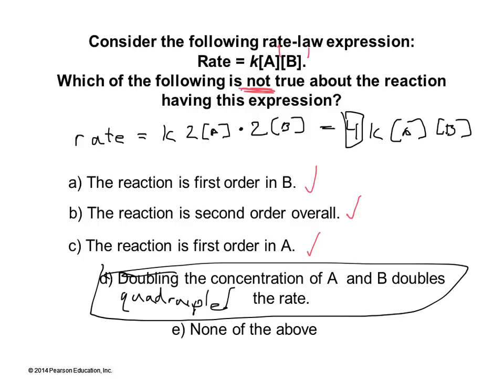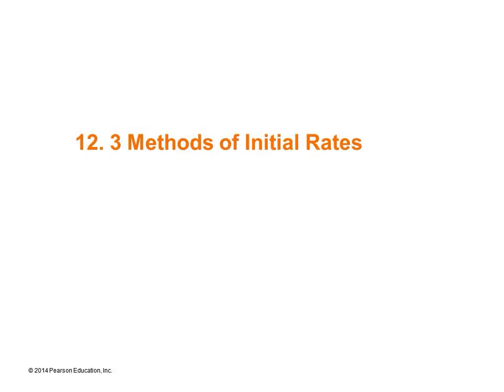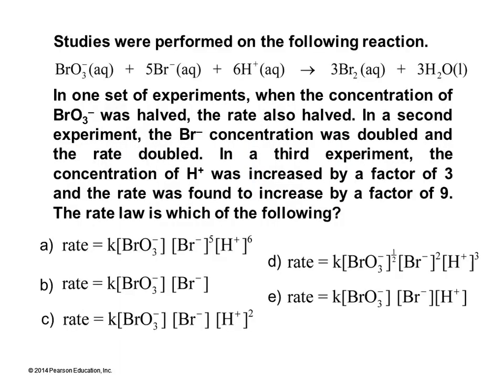The method of initial rates is how we determine the rate law in the laboratory. Let's take a look, or one of the ways. To show you how easy it is to determine rate in the laboratory, let's take a look at this scenario. Studies were performed on the following reaction. In one set of experiments, when the concentration of bromate was halved, the rate was also halved. In a second experiment, the concentration of bromine was doubled, and the rate was doubled.